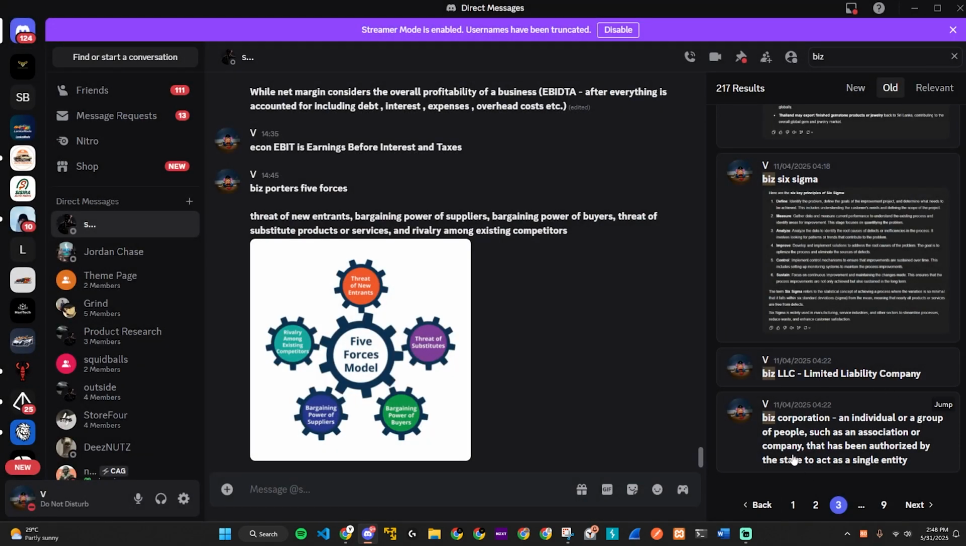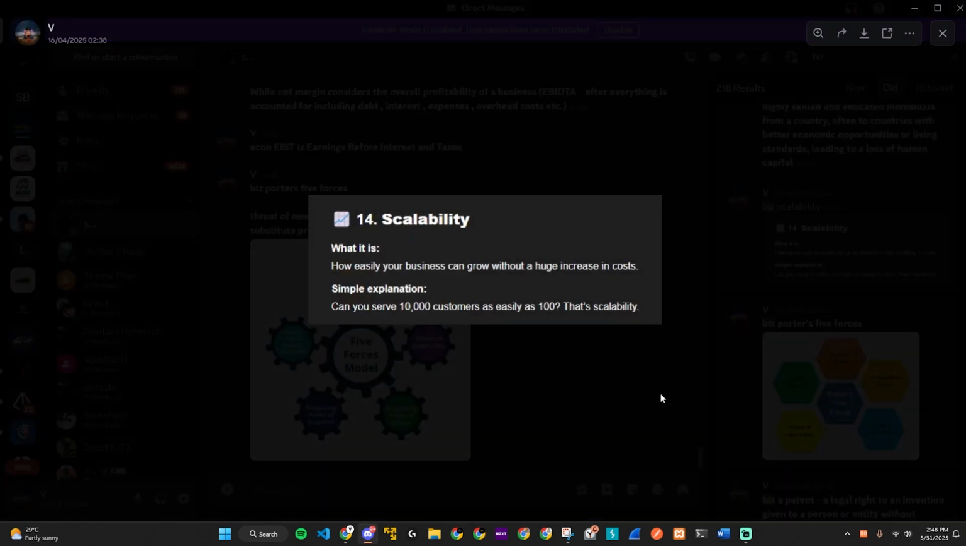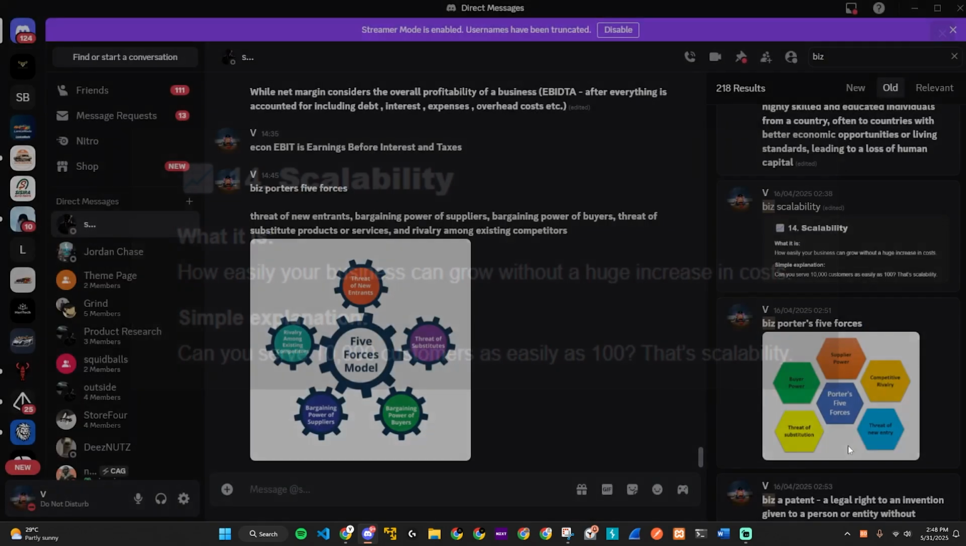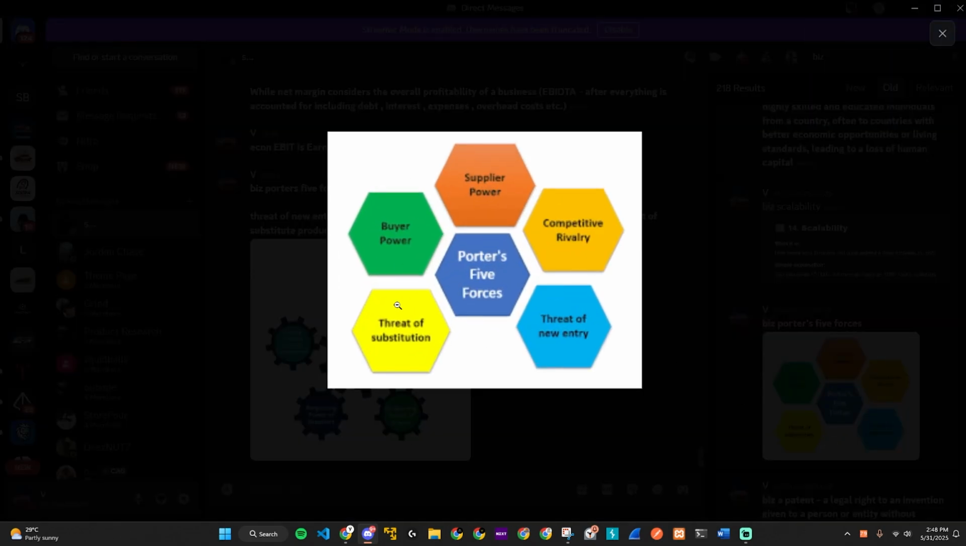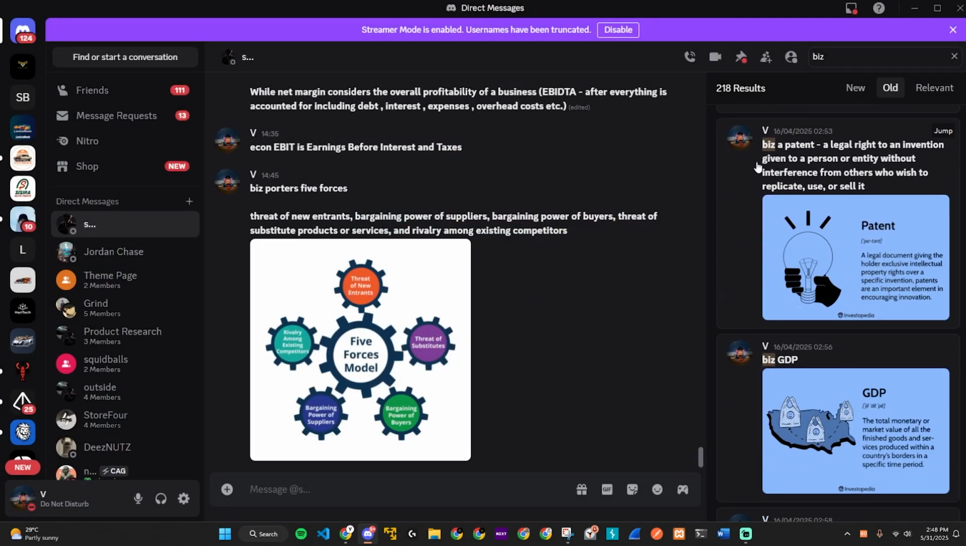This is the limited liability corporation, yeah, exactly. Basic stuff. Compliance, again, law, brain drain, people leaving the country, scalability, how many people can I serve? That's scalability, exactly. Without huge increase in costs, especially with software, you can do that. Five forces, as you can see. Patent, a legal right to an invention, given to a person or entity without interference from others who wish to replicate, use, or sell it.